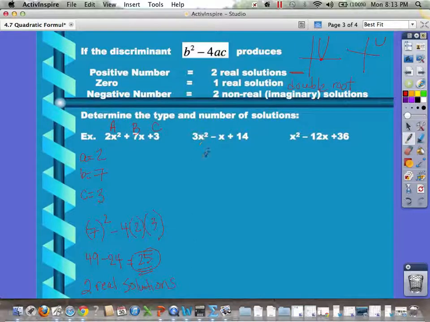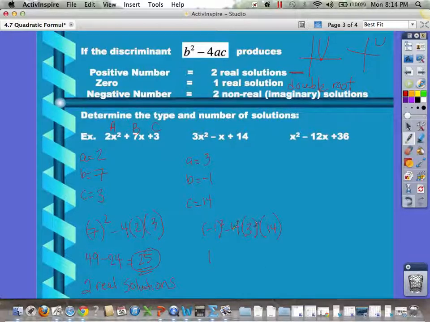All right, let's do this one. So my A is going to be 3. My B is going to be negative 1. And my C is going to be 14. All right, plugging into my formula, that is b squared, negative 1 squared minus, whoa, I forgot my 4. 4 times A times C. All right, so this is negative 1 squared, which is 1.